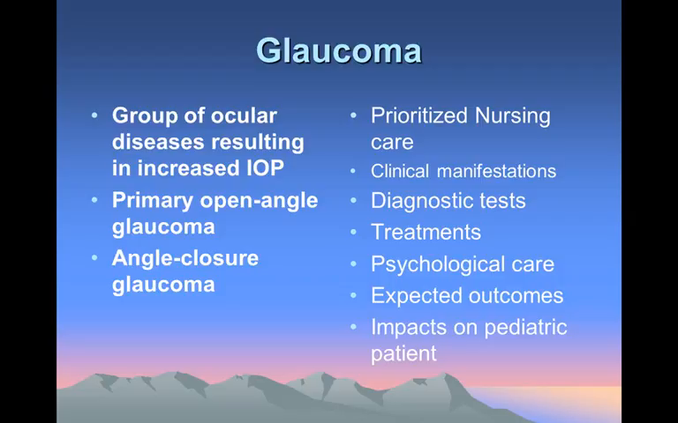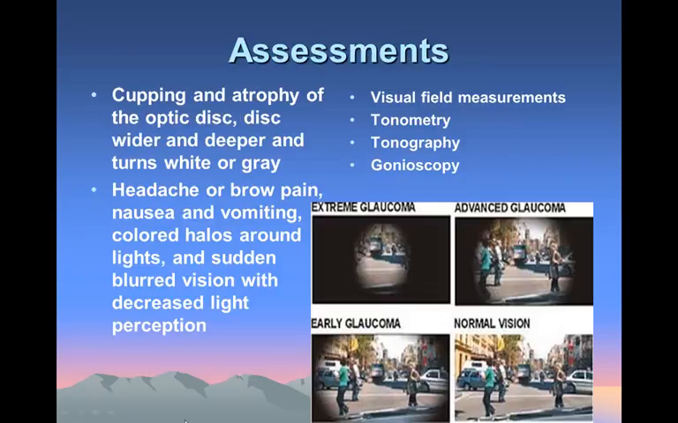What we need to assess with the patient is their visual changes, and we're going to look at some pictures of some visual changes. So let's look at those. Normal vision, then this is early glaucoma. You see it's the outside, the peripheral vision that they lose. Advanced glaucoma, and finally extreme glaucoma, which can lead to complete blindness.